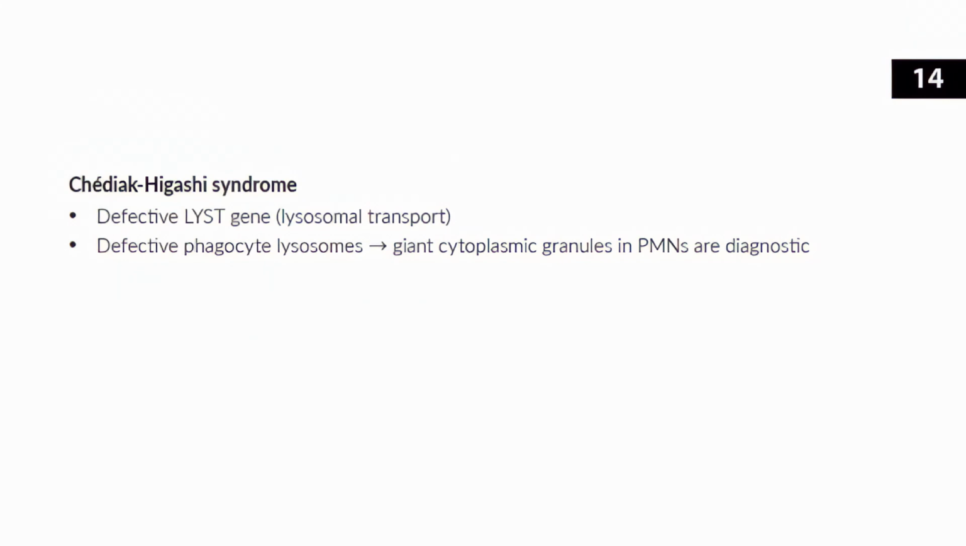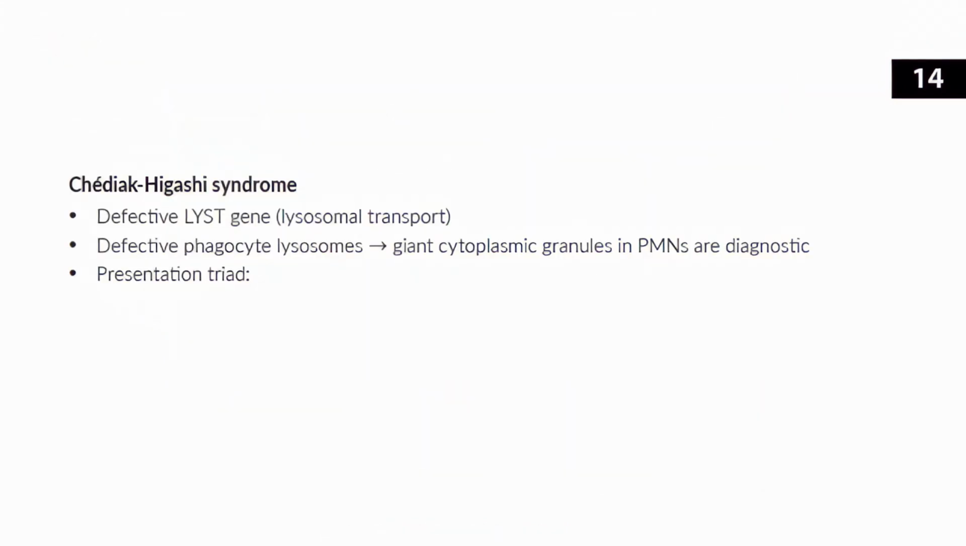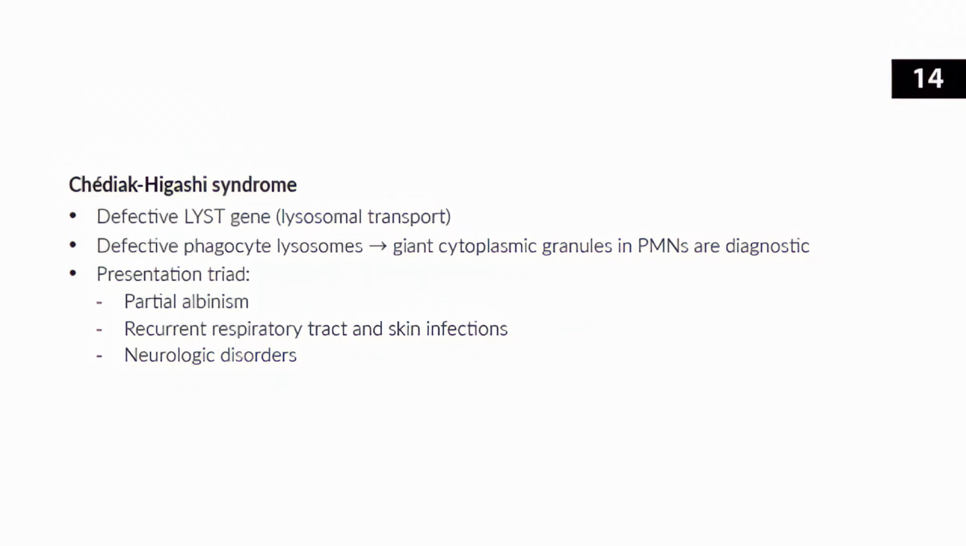So the neutrophils can engulf things, but they can't digest them. So inside the neutrophils, you'll see giant cytoplasmic granules, big lysosomes filled with stuff, but they can't be digested and they can't be destroyed. You need to be able to recognize the classic triad of Chediak-Higashi syndrome, which is partial albinism, recurrent respiratory tract and skin infections, and a variety of neurological disorders. Everything from peripheral neuropathy to ataxia to seizures.